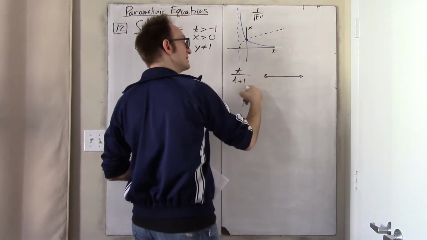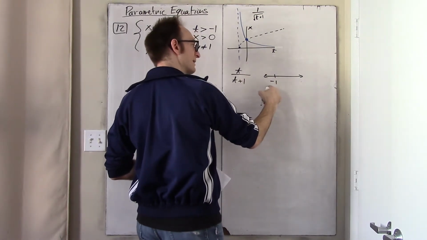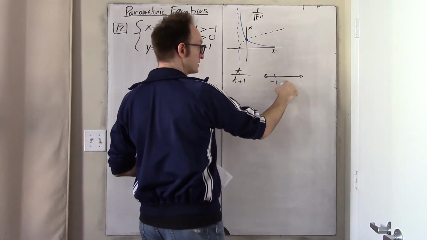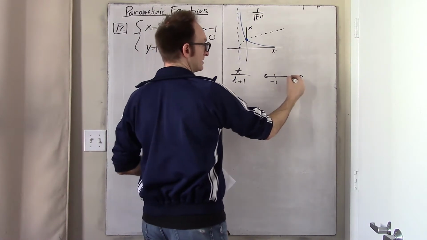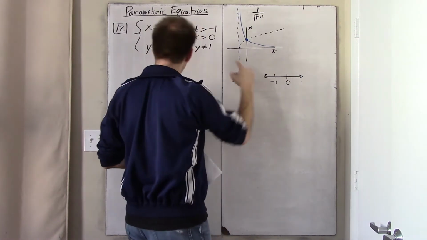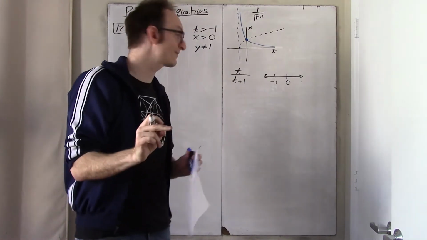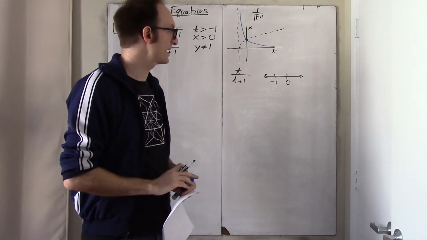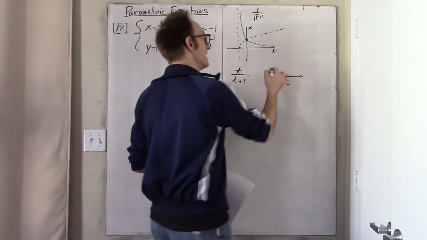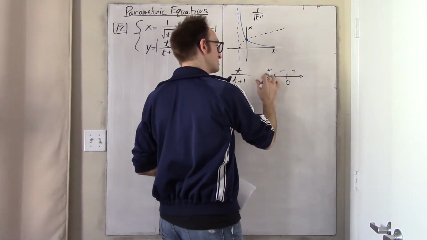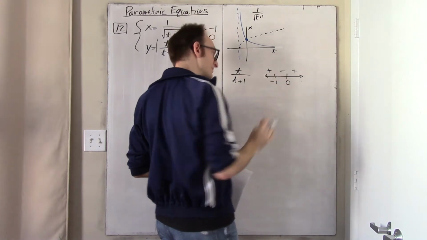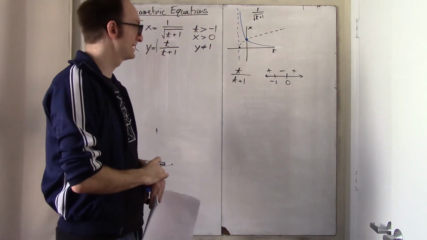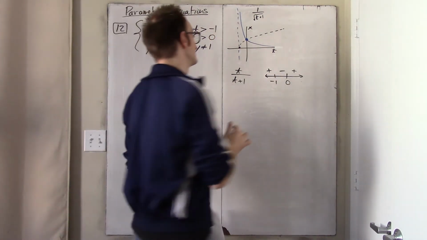And the sign chart for t over t plus 1, well, it's going to change signs at -1. It's also going to change sign at 0. And therefore, if all I was asked to do was graph t over t plus 1, what would I say? I would say that it goes positive, negative, positive. That's just right. But there's even something else that I need to do, which is do polynomial long division.